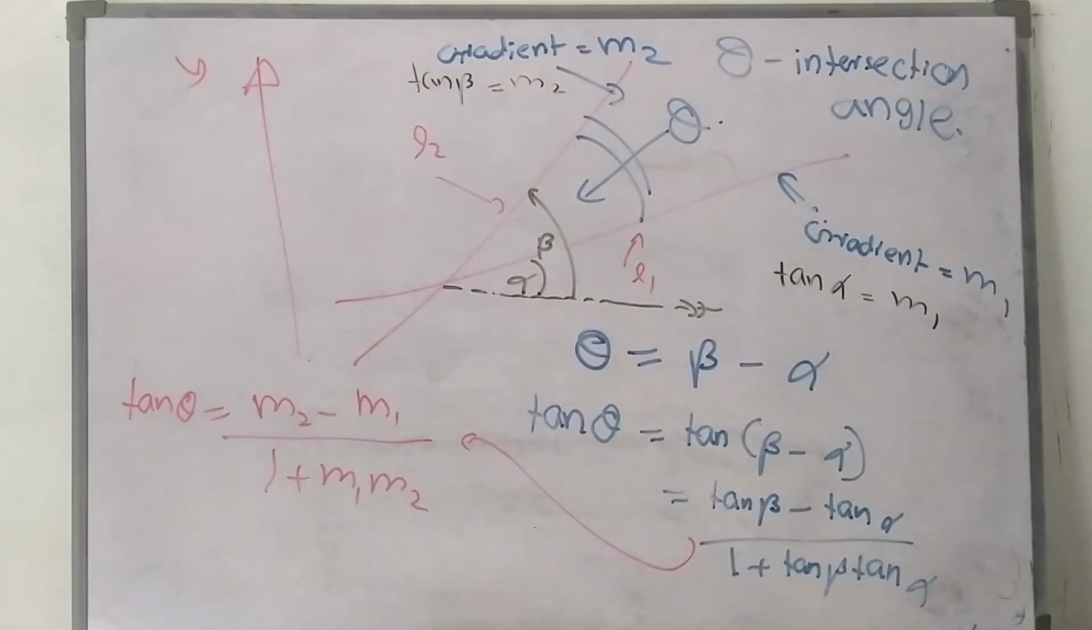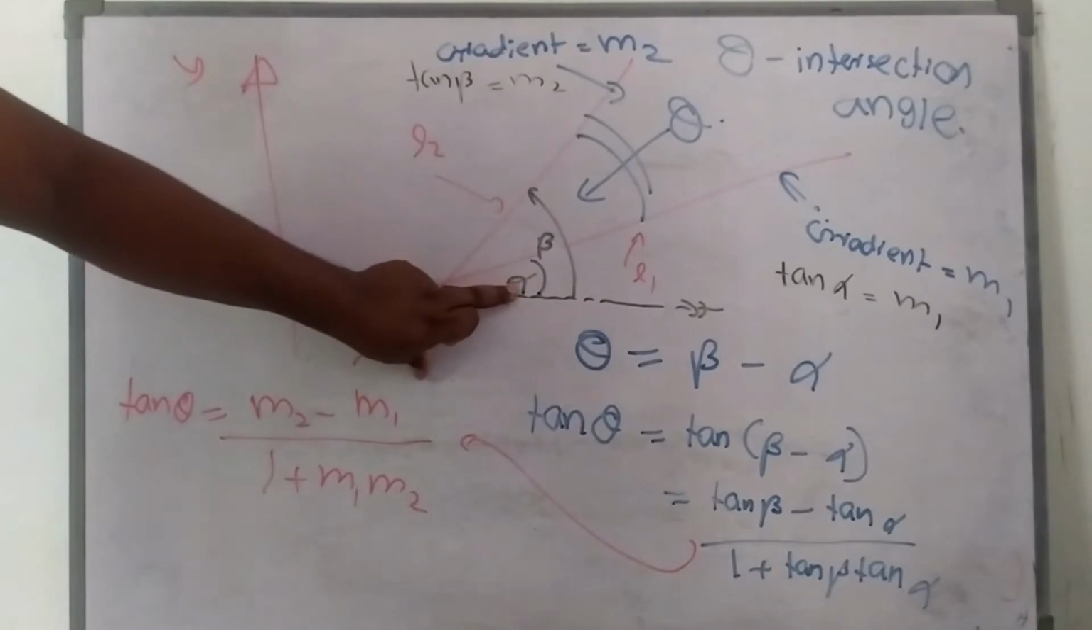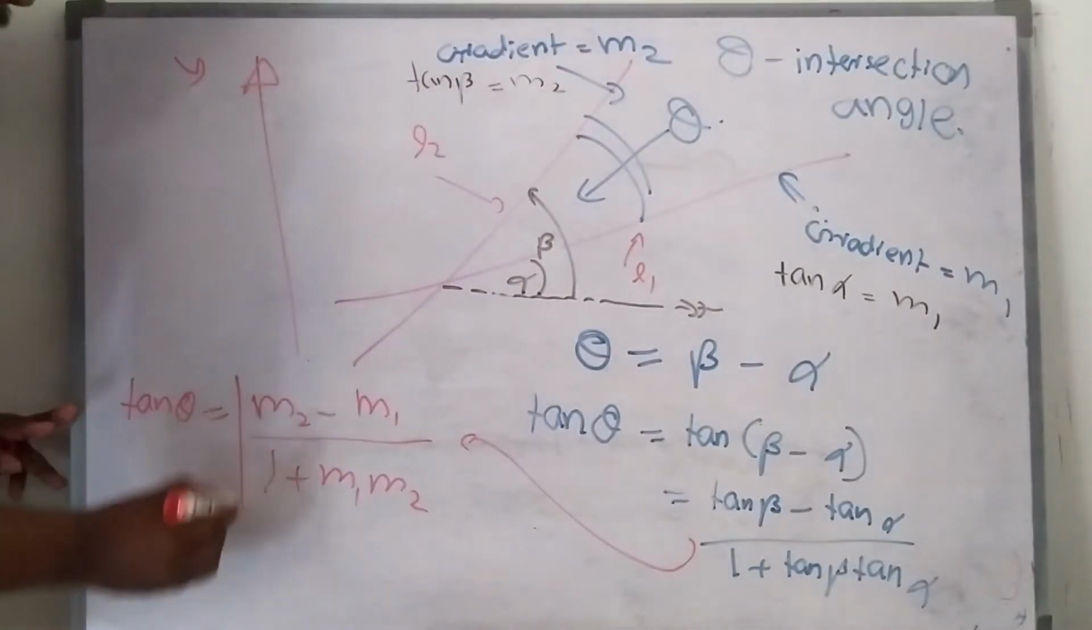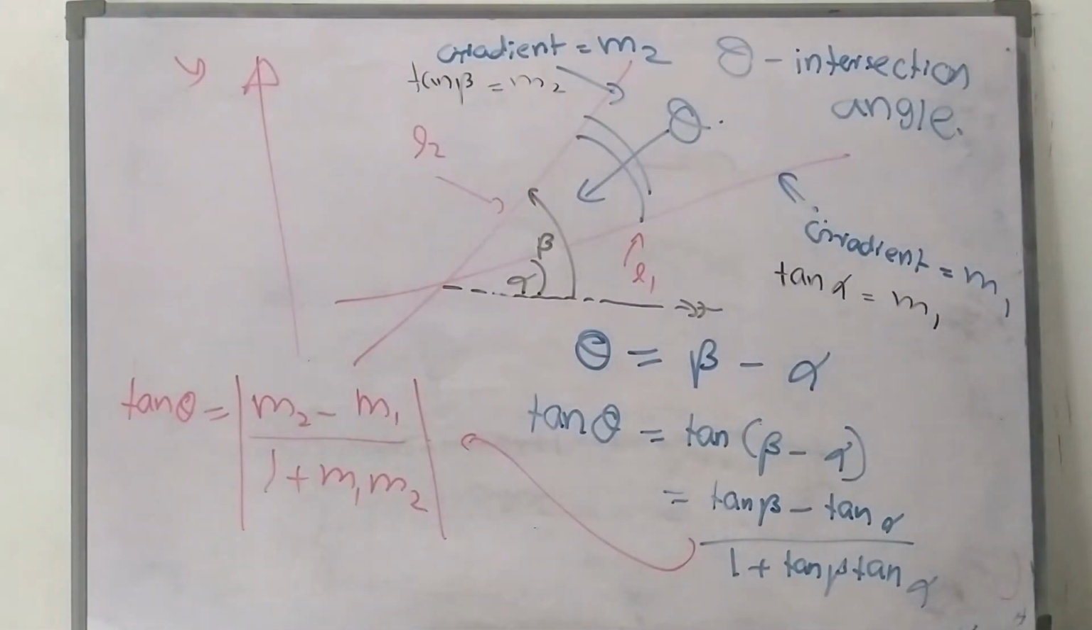The other important thing is that sometimes M2 is the larger angle, beta, and sometimes you can select alpha and beta either way. Therefore I'm using the modulus to convert it to a positive value. Once you put the modulus sign, tan theta will be positive, which means the angle is always more than zero. So it doesn't matter, you can always put the modulus as a standard way, right? Okay.